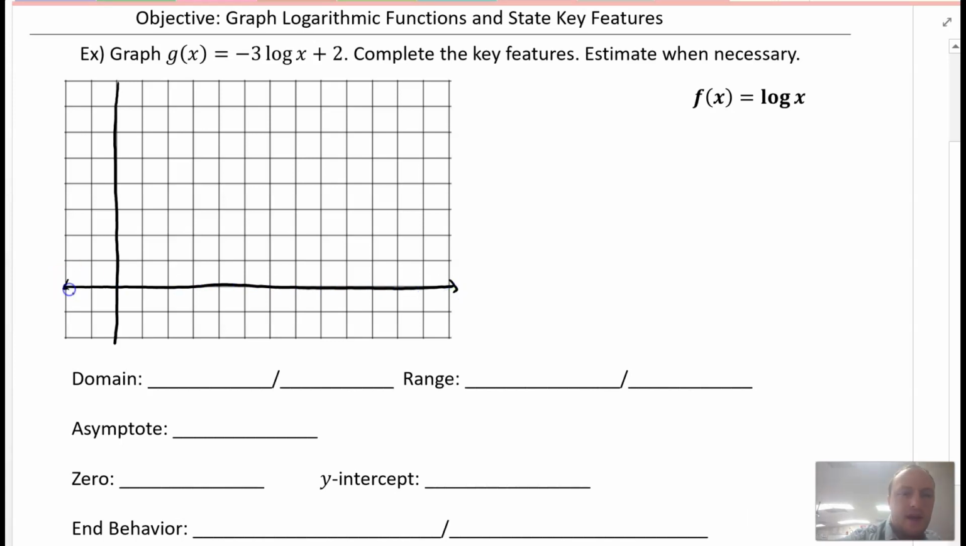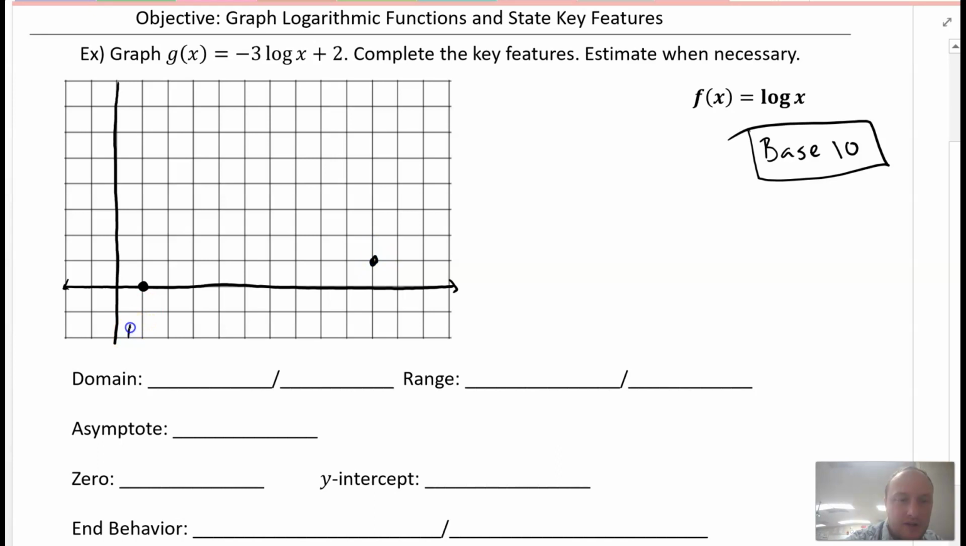Okay, and I'm going to go ahead and plot the parent function f of x. Note that this is base 10, a common log, base 10. So I'm going to have, again, an asymptote. My first point, my 0, will be at (1, 0), and I'll have to go over 10 before I go up 1. So over 1, 2, 3, 4, 5, 6, 7, 8, 9, 10.